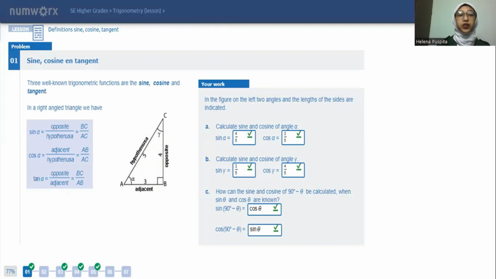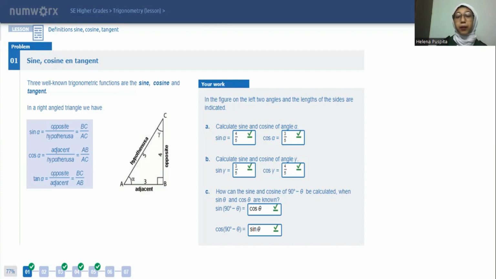In a right-angle triangle, we have sine alpha equals opposite over hypotenuse equals BC over AC. And then cos alpha equals adjacent over hypotenuse, or AB over AC. Tan alpha equals opposite over adjacent, or BC over AB.